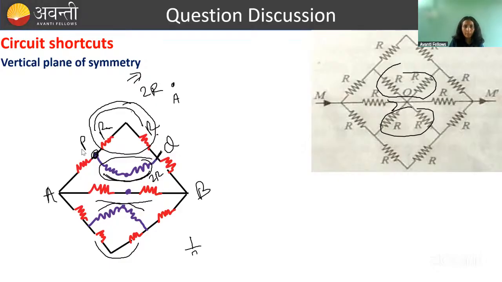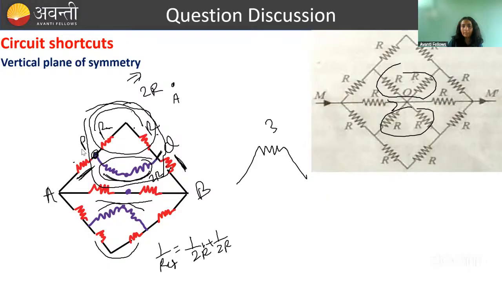If you break it, 1/2r plus 1/2r, how much will it be? It will be equal to r: 1/r equivalent, that is 2/2r, 1/r, that is r. So overall, if I ask what the equivalent of this whole part is, this is r, right? Then this another r is here, another r is here. Done it? So r plus r plus r, 3r. In the top branch, we will get 3r.